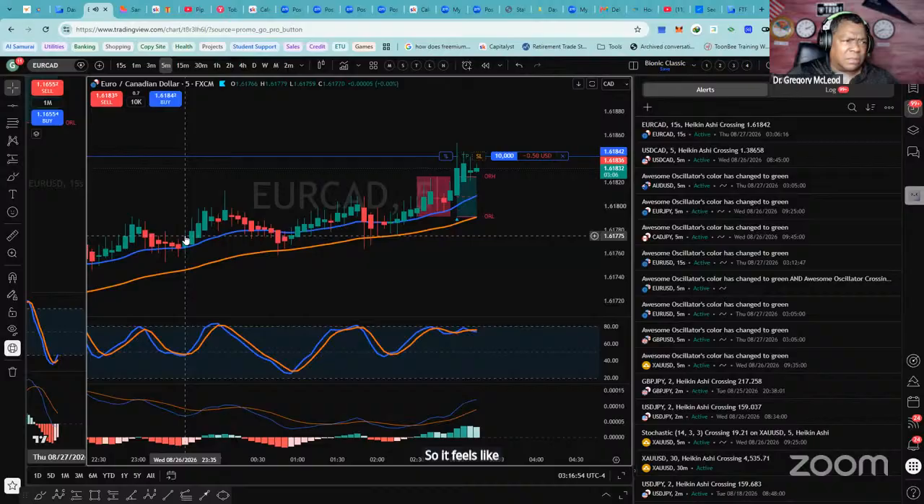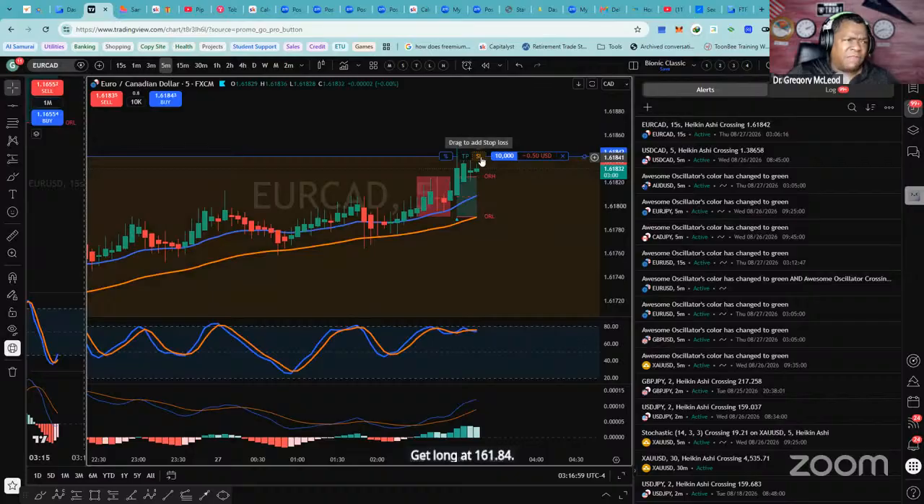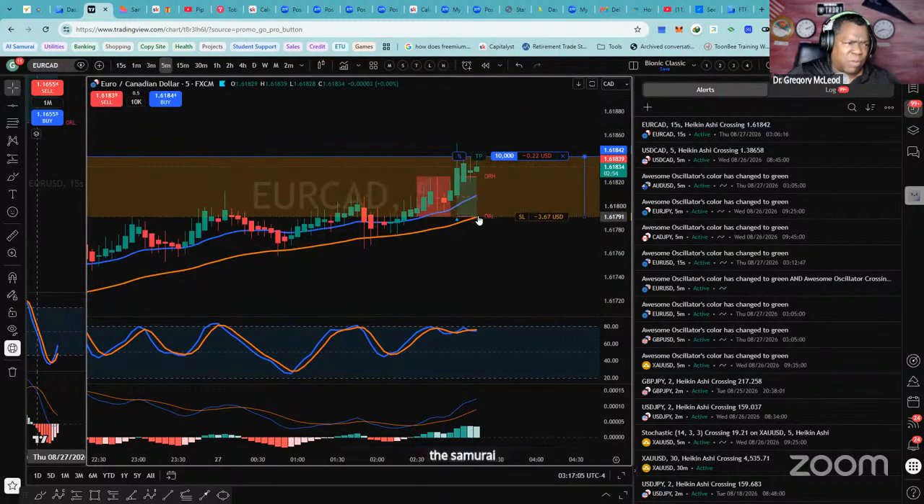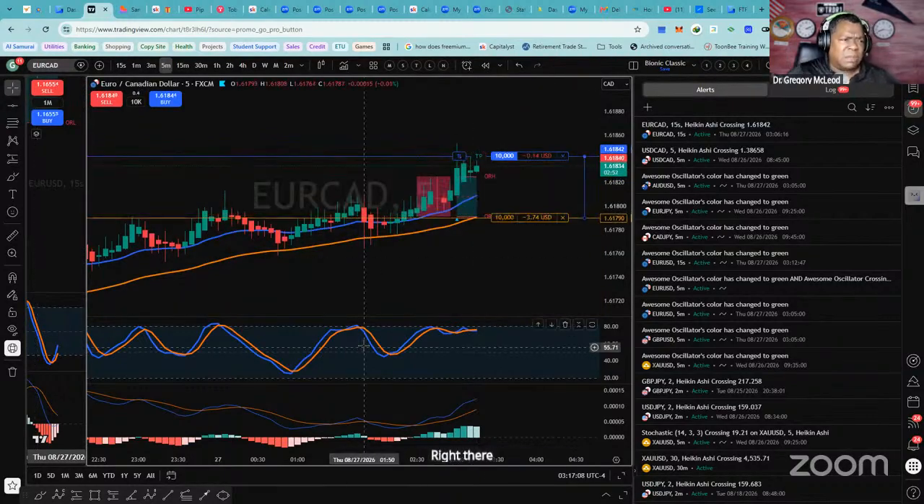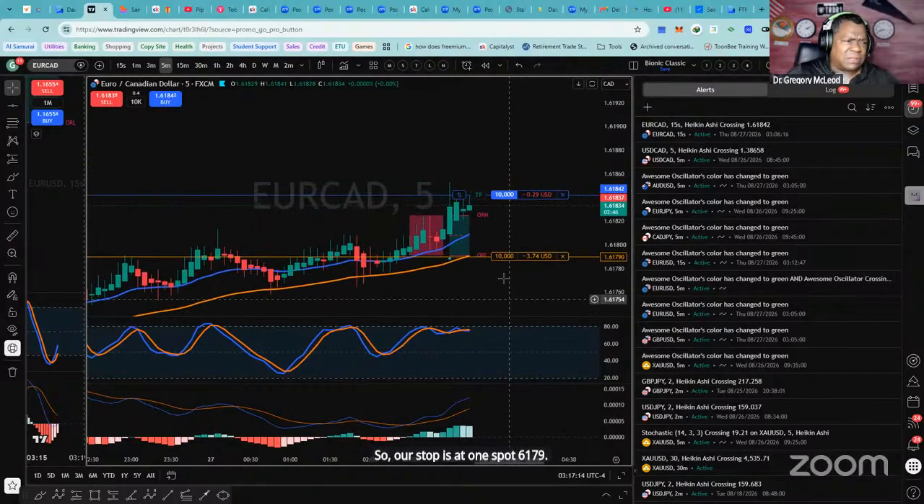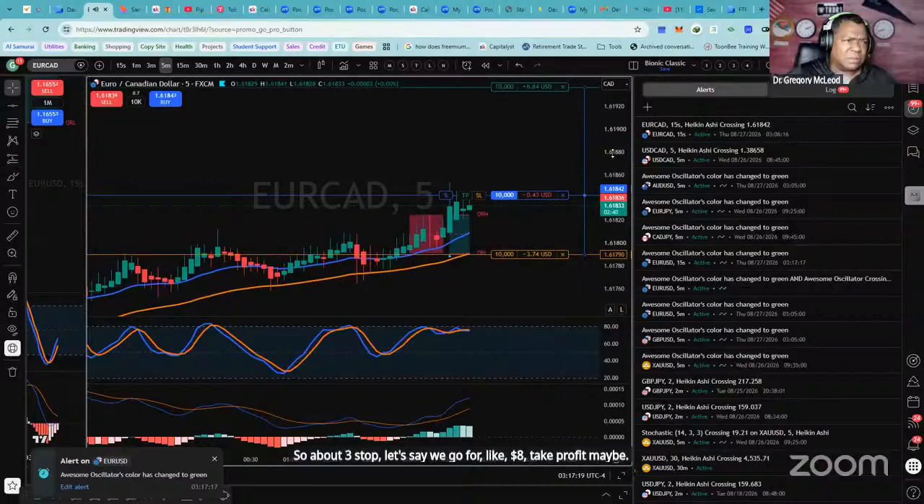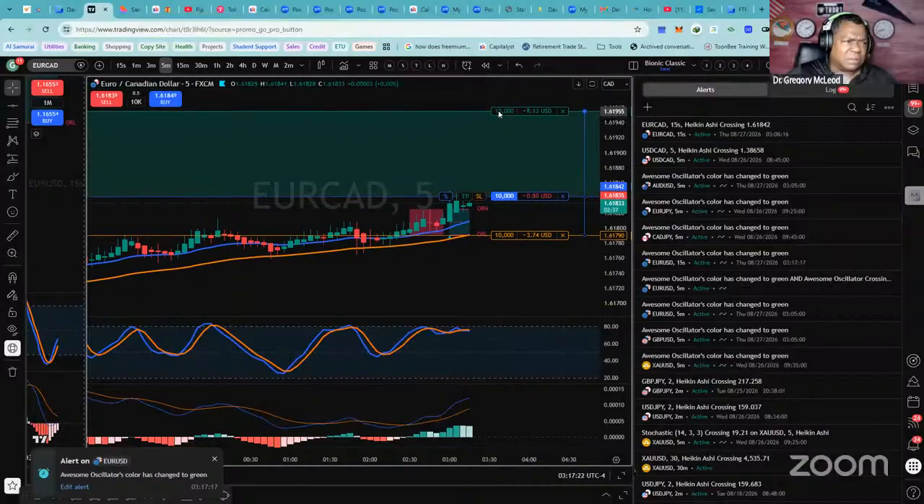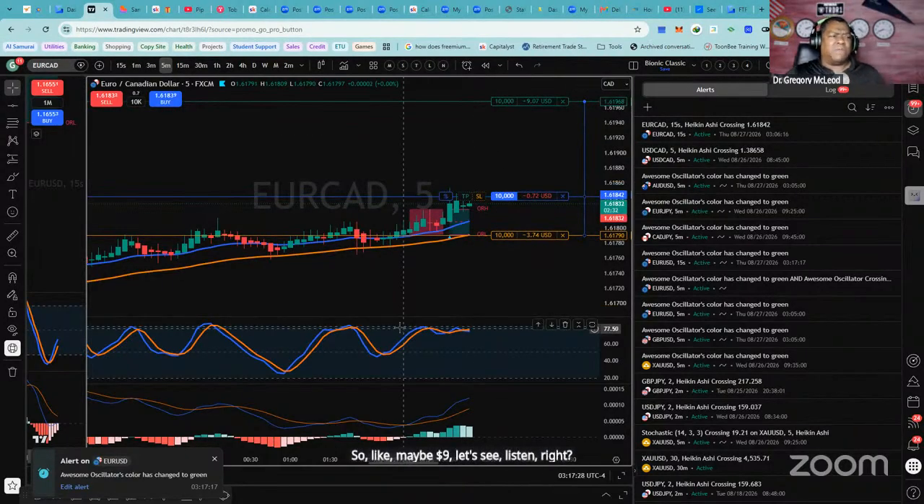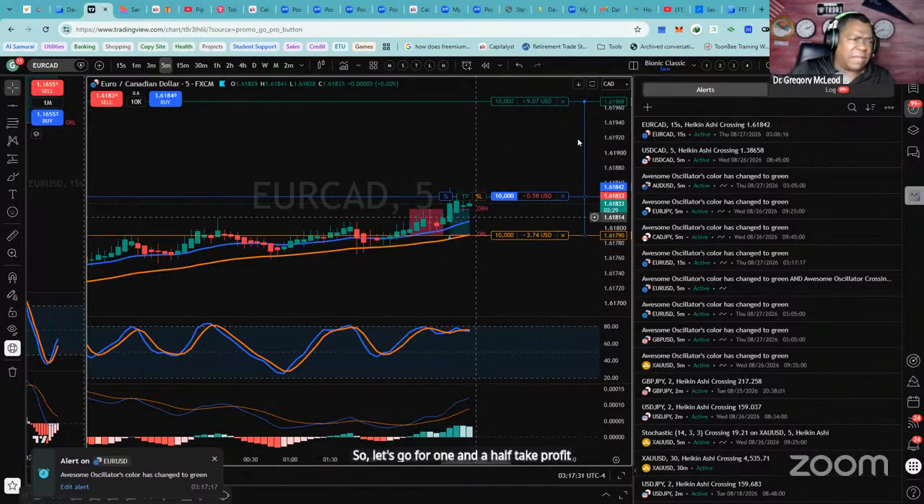So we got long at 161.84. Again, very mechanical. I place my stop on the other side of the samurai sword or the breakout, right there. So our stop is at 161.79, about 3 stop. Let's say we go for like $8 take profit, maybe $9. Let's see. So let's go for 1.5 take profit. I mean, all day long, that's going to be a money trade.